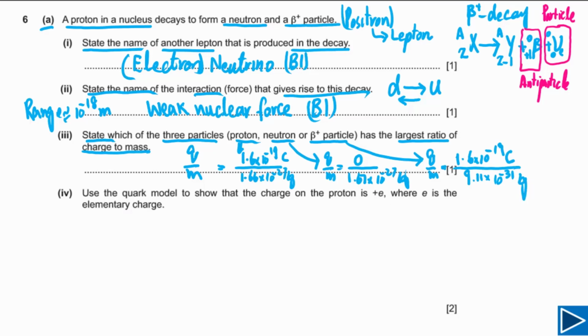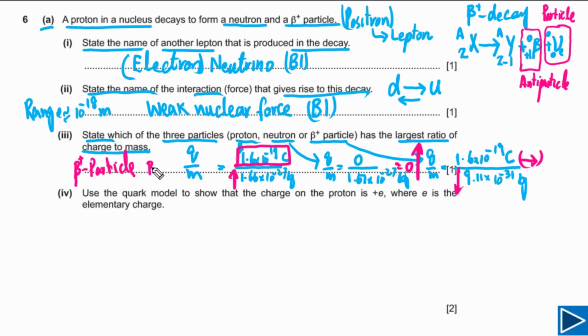Now simply we need to compare them. So Q over M for the neutron will be equal to 0 because there is no charge. But now we need to compare the proton with beta plus. You can see they have the same charge, but the mass of the proton is greater than the mass of beta plus. So it means this number is small, but this is the same for proton and for beta plus. So it means Q over M for beta plus is higher than Q over M for the proton. So simply we can write our answer is the beta plus particle. It has the higher Q over M ratio. So the answer is the beta plus particle.